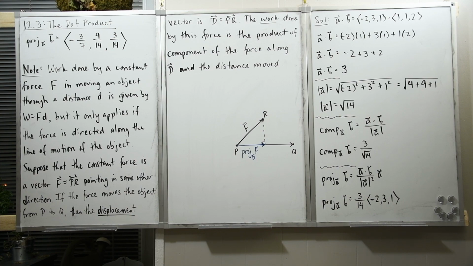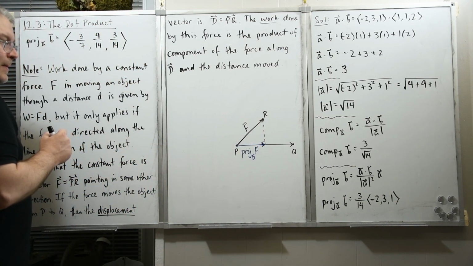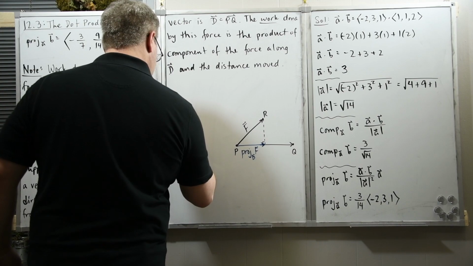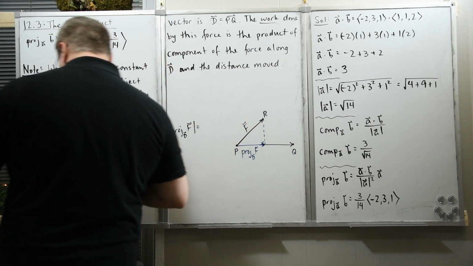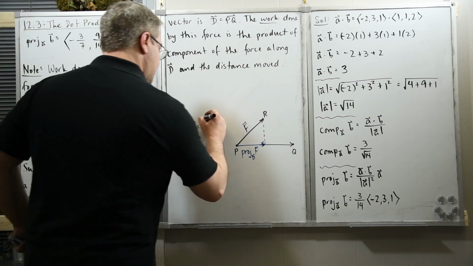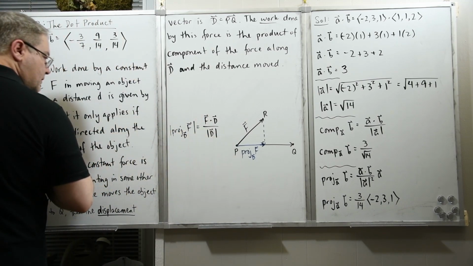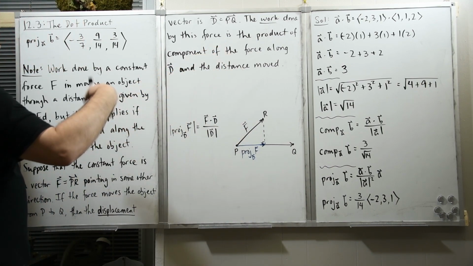So really what we're saying here is that we're interested in figuring out this magnitude, but that magnitude is going to be equal to, well, remember the scalar projection of F onto D. The scalar projection of F onto D is going to be F dot D over the magnitude of D. So you take the product of the component of the force along D and the distance moved.